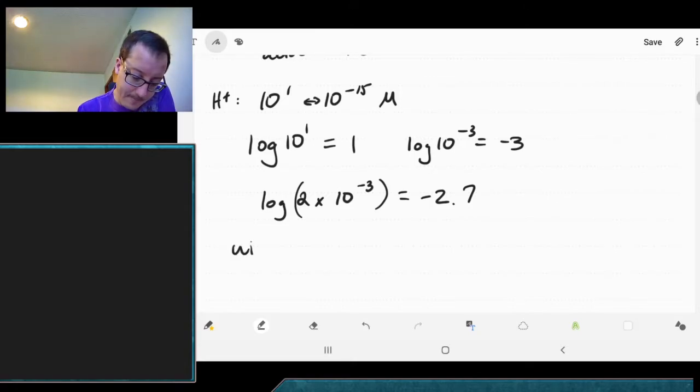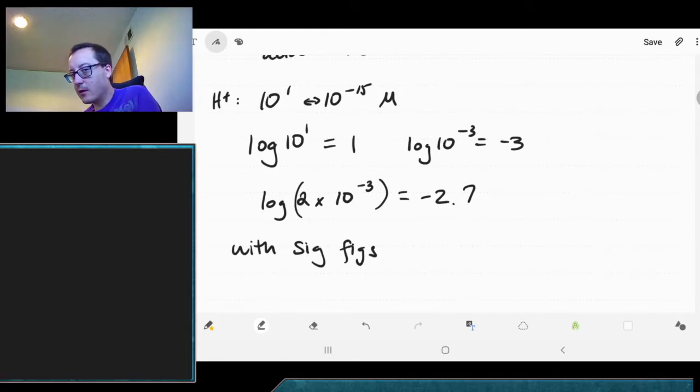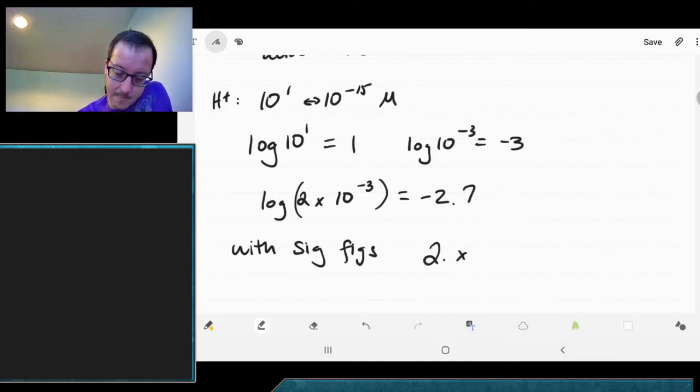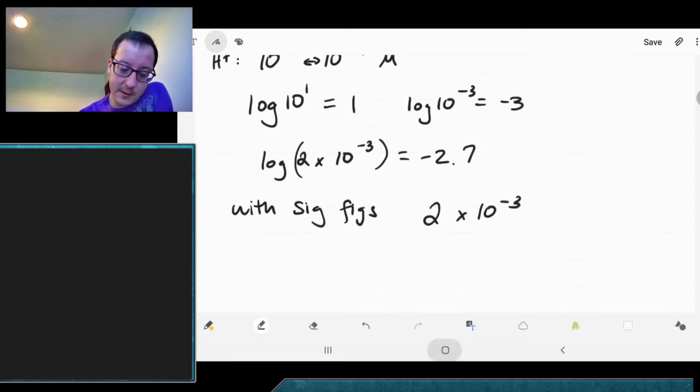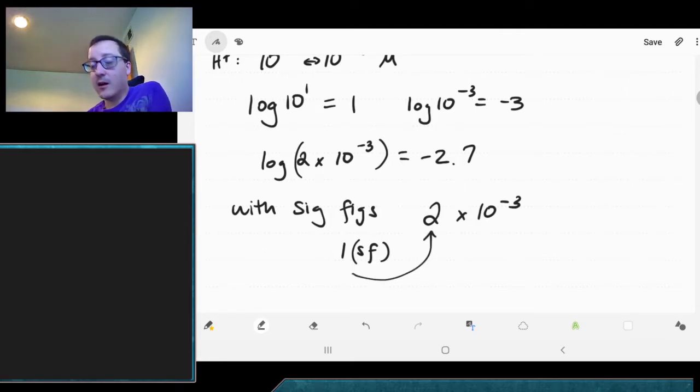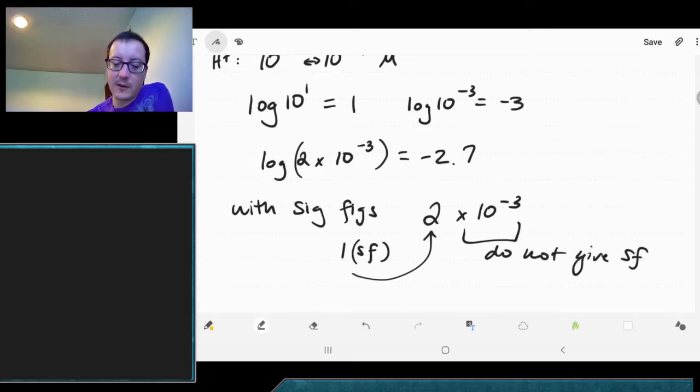Just so we know, since we are absolutely hating our sig figs, if we look at this original number, this is just one sig fig, which comes from the 2. Remember that these exponents do not give significant figures. They're just going to tell us kind of where we are. So this is just telling us this is a really small number, but it does not give us any significant figures. Only the significant figures come from that base number.